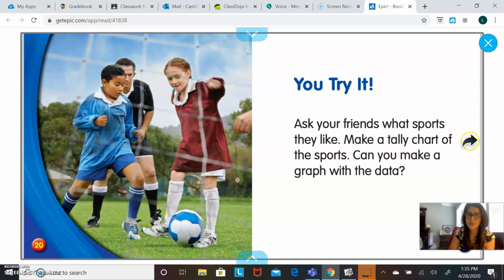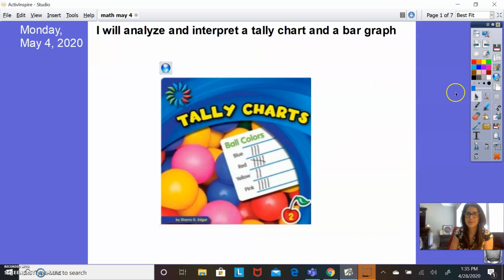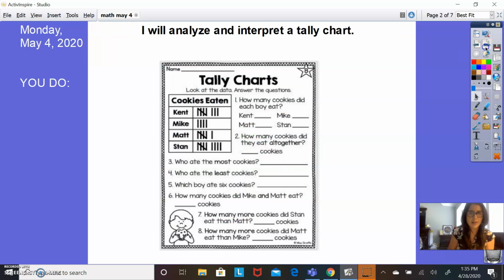And so I'm going to close this down. We're going to go back here. And again, your job today was to analyze and interpret a tally chart and a bar graph. But today we're only going to do a tally chart. So in your assignment, you're going to see this tally chart. You're going to look at the data in the tally chart, and you're going to answer these questions using the tally chart. So here you're analyzing and you're interpreting a tally chart.